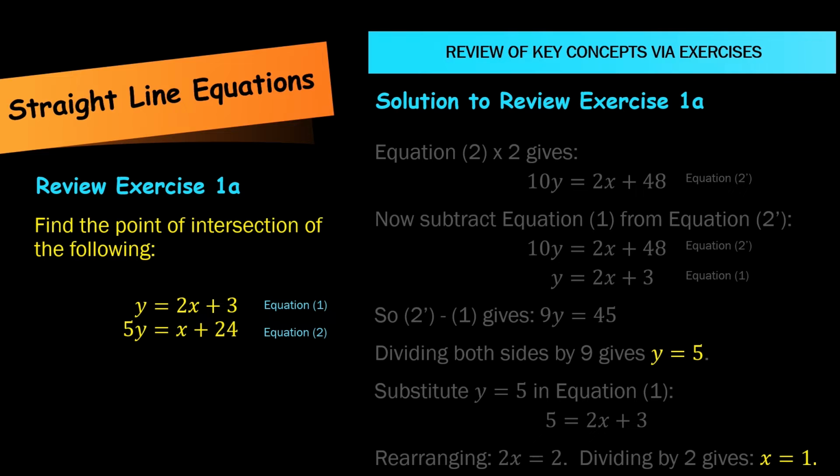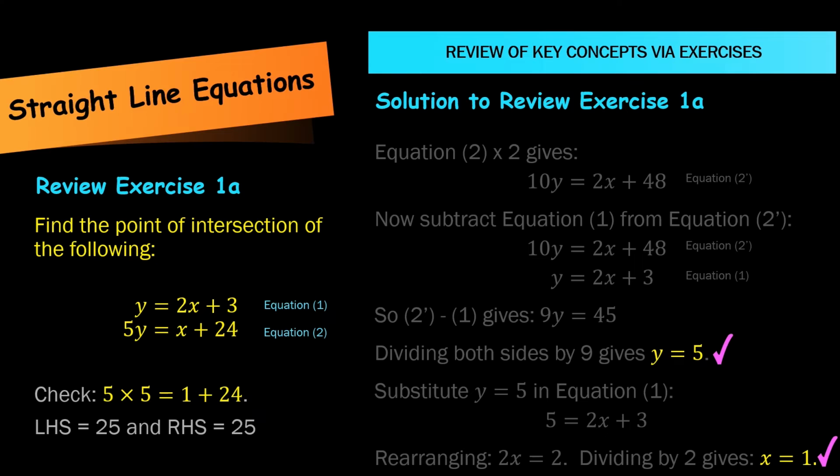We should actually just check that these values are correct, and we can do so by substituting back in the original equations. So let's substitute into equation 2 because we've already used equation 1. 5 times y equals 5 is 25. And on the right hand side, x equals 1 plus 24 is also 25. Therefore, the left hand side and the right hand side both equal 25. And so x equals 1 and y equals 5 are the correct solutions for this exercise.